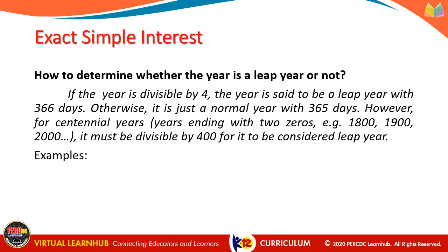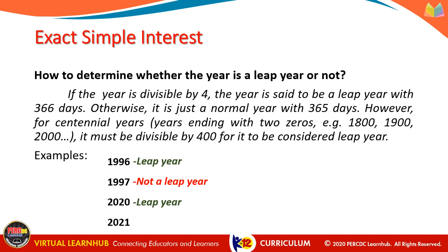Let's have here some examples. Year 1996, 1997, year 2020, and year 2021. Since 1996 is divisible by 4, it is a leap year. 1997 is not divisible by 4, therefore it is not a leap year. Year 2020 is divisible by 4, so it is a leap year. And year 2021 is not divisible by 4, so it is not a leap year.